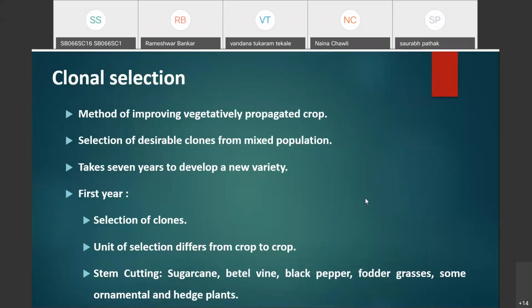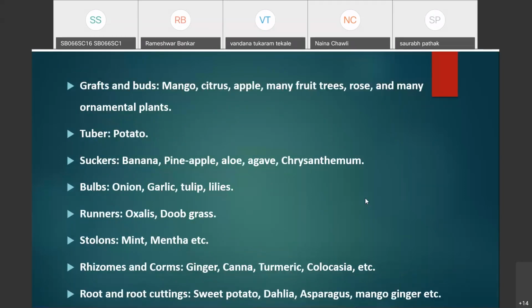Okay, then the unit of selection, it differs from crop to crop. For example, stem cuttings, generally the stem cuttings, these are used for propagation in sugarcane, betel vine, black pepper, fodder grasses, some ornamental and hedge plants. Okay, we are discussing the unit of selection which differs from plant to plant. Then grafts and buds, generally in mango, citrus, apple, many fruit trees, rose and many ornamental plants.